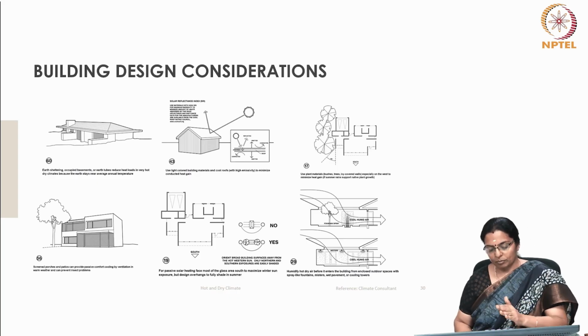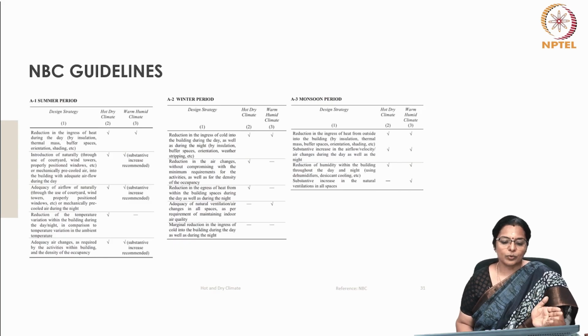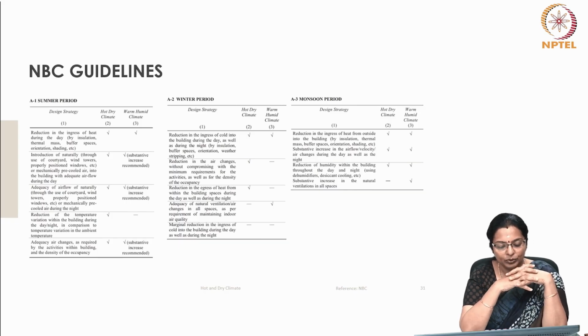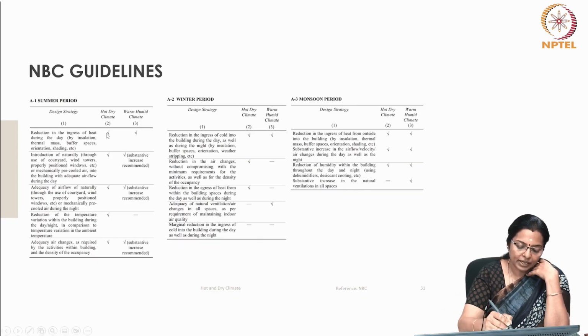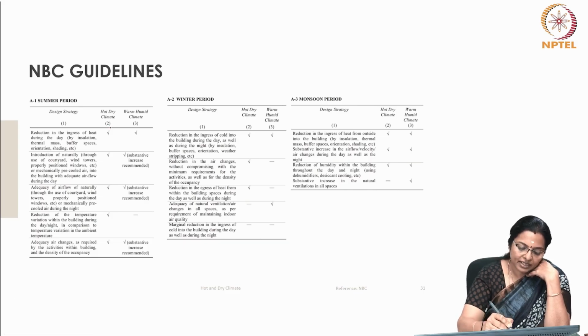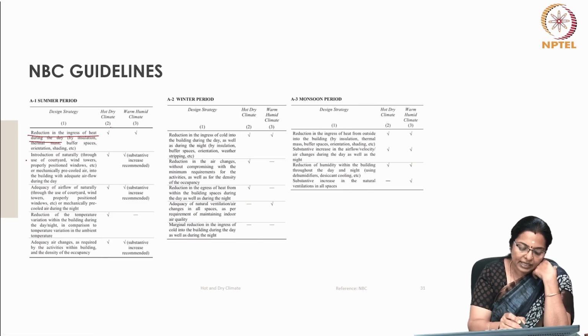So these are some of the broad criteria for building design considerations. Let us quickly glance at what the NBC guideline says. NBC guideline says that during the summer period, for hot and dry climate and warm humid climate, there must be a reduction in the ingress of heat during the day. Then introduction of natural ventilation through use of courtyards and wind towers, properly positioned windows, etc. Try to have adequate airflow during the day.